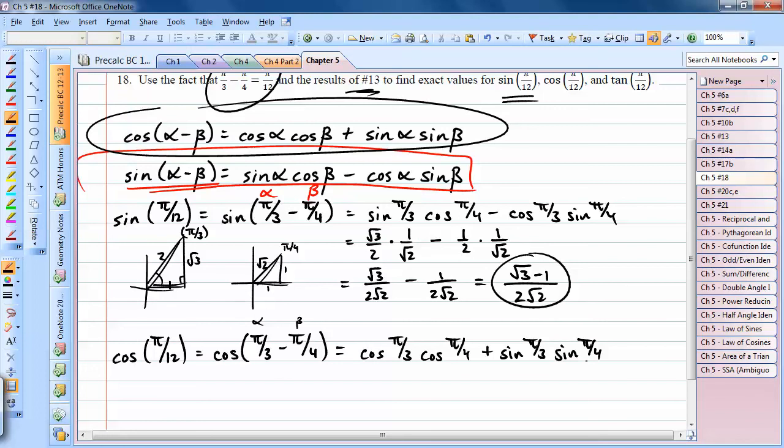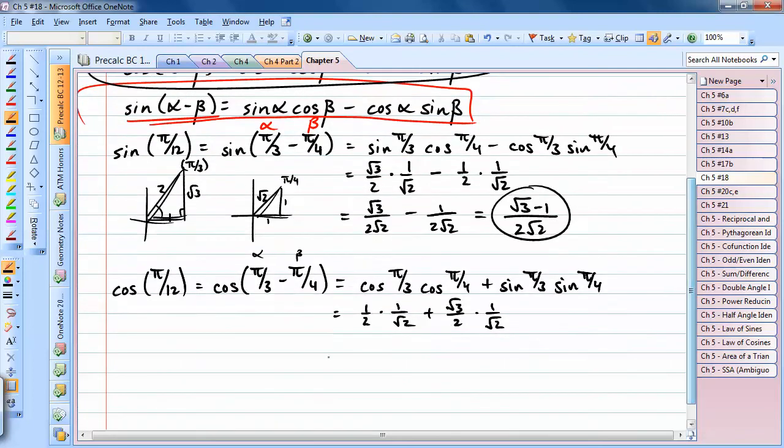And we just figured out in the previous problem all those values. So cosine of pi over 3 was 1/2. Cosine of pi over 4 was 1 over root 2. Sine of pi over 3 was root 3 over 2. And sine of pi over 4 was 1 over root 2. This is pretty similar to the previous problem, a little bit different. I get 1 over 2 root 2 plus root 3 over 2 root 2. So that's going to end up being 1 plus root 3 all over 2 root 2. So there's cosine of pi over 12.